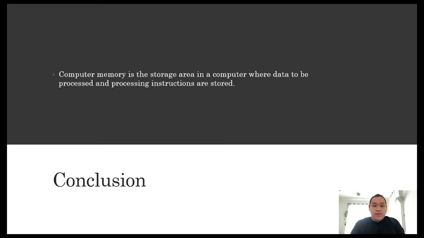To summarize, computer memory is the storage area in computers where data to be processed and processing instructions are stored. Data and instructions are stored in the main memory so that they can be accessed immediately by the CPU. Random access memory RAM and read-only memory ROM are the two main types of main memory.